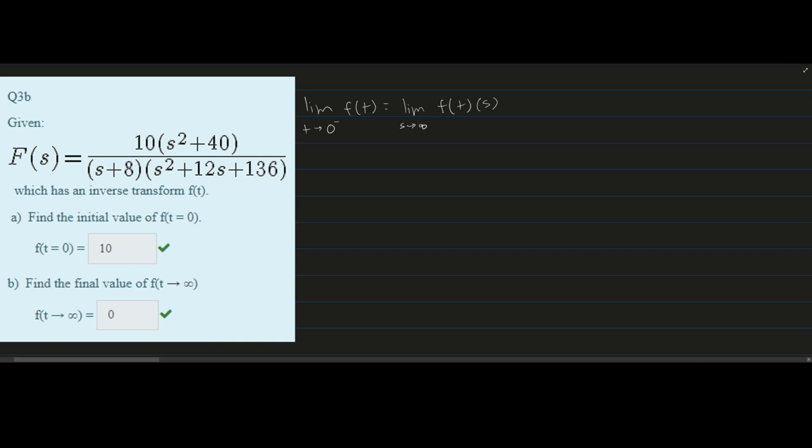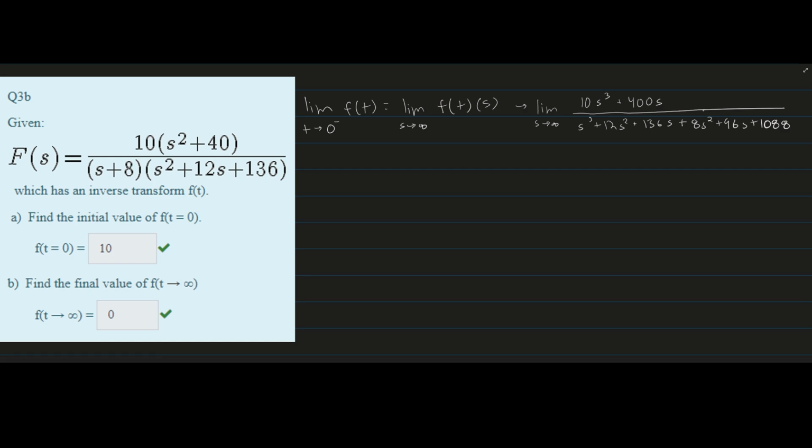Now we can just plug in our function and factor in the s. In the numerator, we're going to have 10s cubed plus 400s. Now let's look at the denominator, and we can factor everything in here together. We are going to have s cubed plus 12s squared plus 136s plus 8s squared plus 96s plus 1088. So this is our equation.